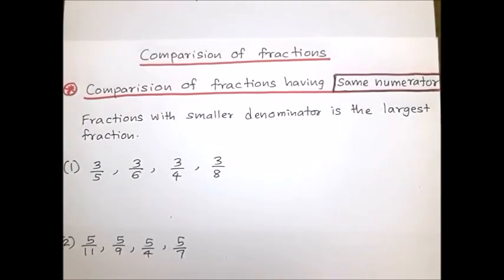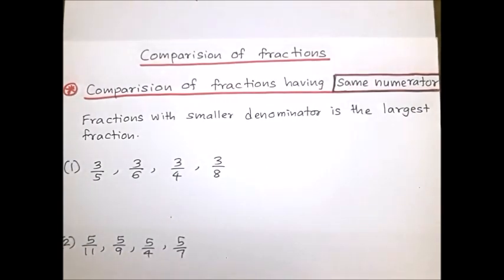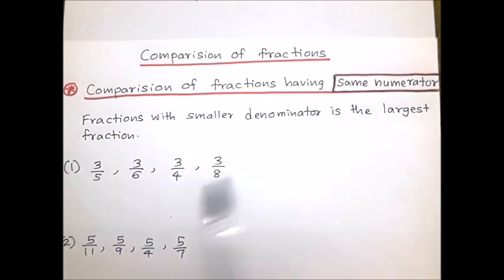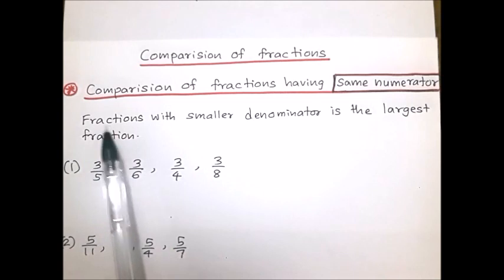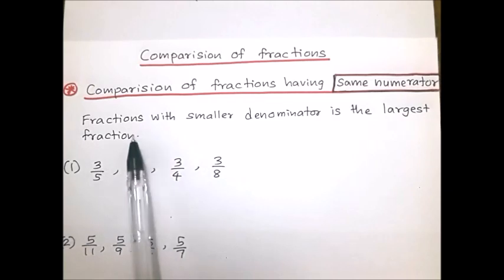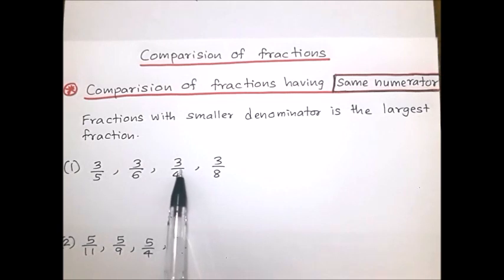The next topic I am going to discuss is comparison of fractions. You have learned this in grade 6 also. Look at this subtopic, comparison of fractions having same numerator. Here in these 4 fractions, numerator is 3. So it is same numerator. Look at this instruction. Fraction with smaller denominator is the largest fraction. So what is the smaller denominator here? It is 4. So this says this is the largest fraction.